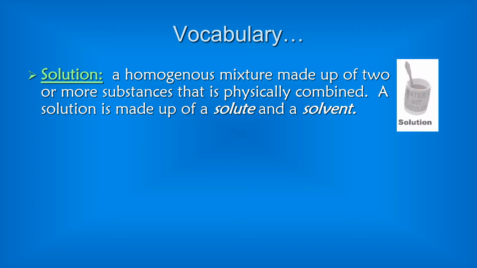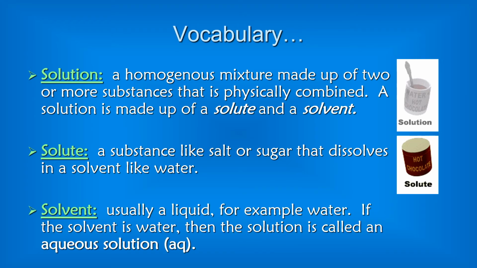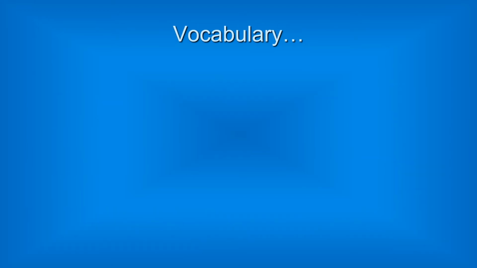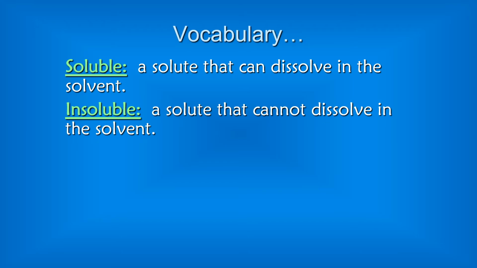So let's say here we are looking at a solution of water and hot chocolate powder. Now that's our solution. In that solution, our solute will be the substance that we have in the lower amount. So for example, the hot cocoa powder. And then our solvent will be the substance that we have in a larger amount. So that in this case will be your water or milk, whatever you're using. Now, when we have a solute that can dissolve in a solvent, we say that it's soluble. If we have a solute that cannot dissolve in a solvent, then we say that it is insoluble.